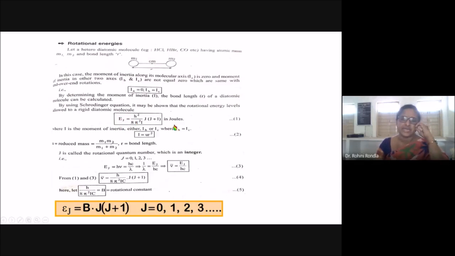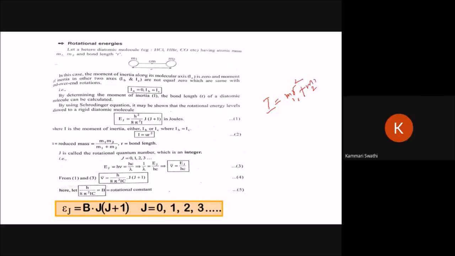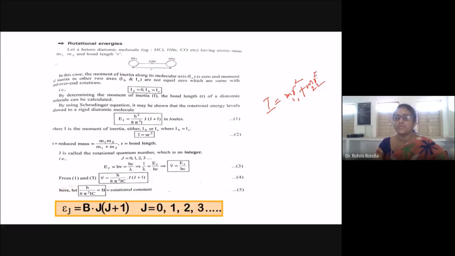This energy can be expressed in joules. I is equal to mu R square. What did we say I is equal to? M1 R1 square plus M2 R2 square, as we saw in the last class. This is the moment of inertia for two particles in circular motion. For example, for the HCl diatomic molecule in rotational motion, this is the moment of inertia formula: I is equal to M1 R1 square plus M2 R2 square.